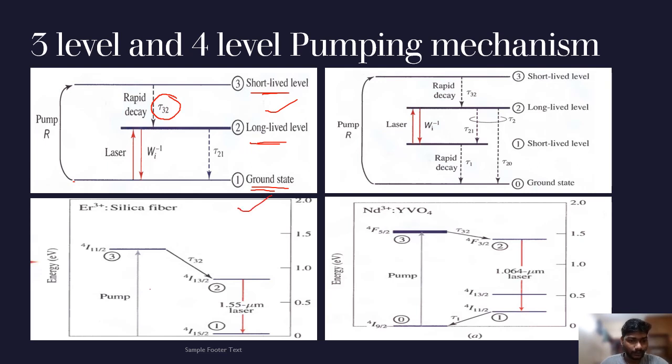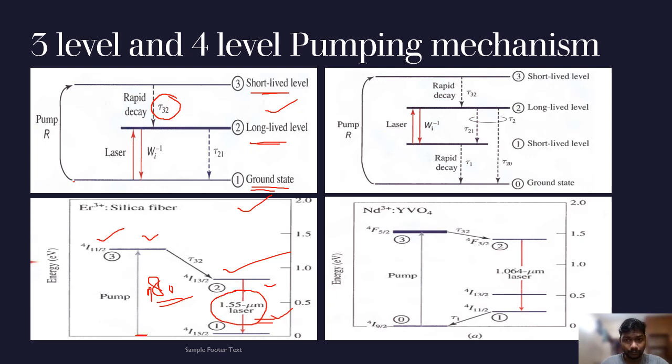In the EDFA we pump by a 980 nanometer pump, from the ground level to level 3, and then there is a non-radiative decay from I11/2 to I13/2, and the lasing action results in the 1.55 micrometer laser. The lasing is from level 2 to level 1.